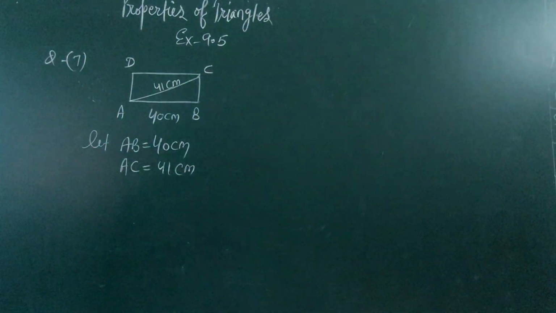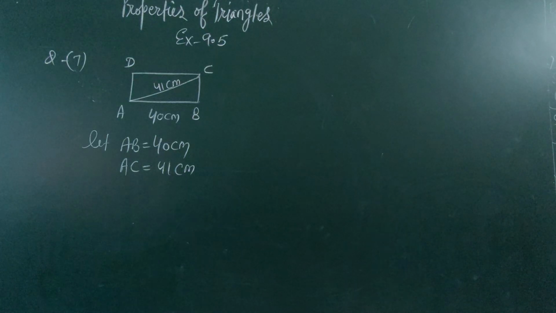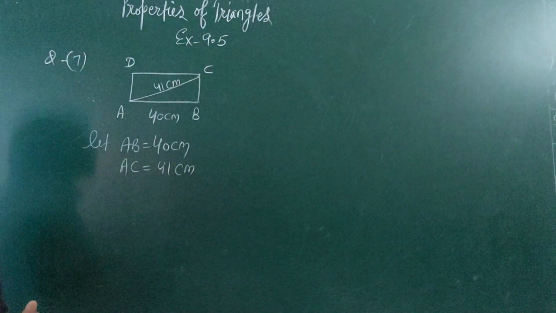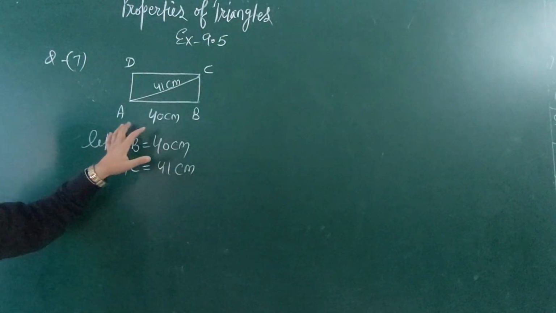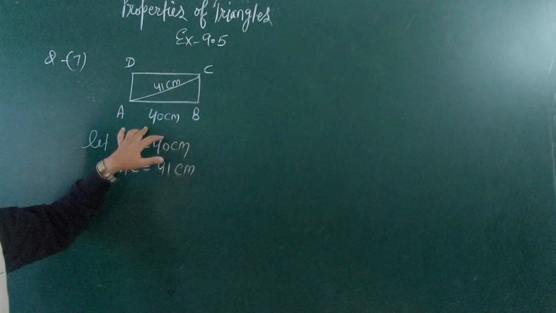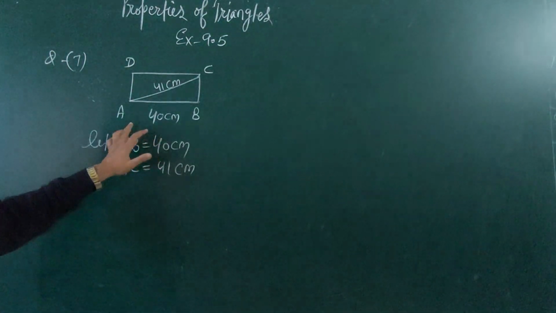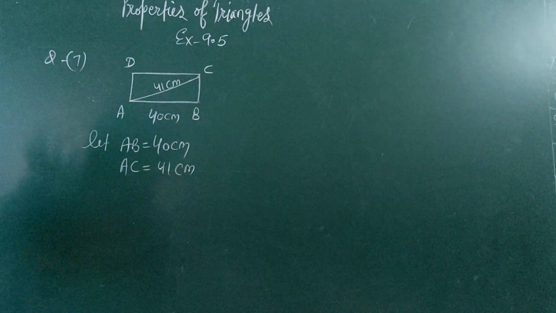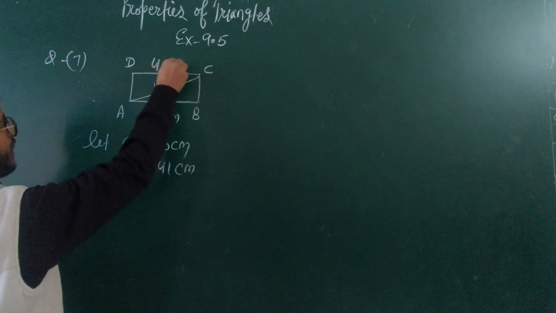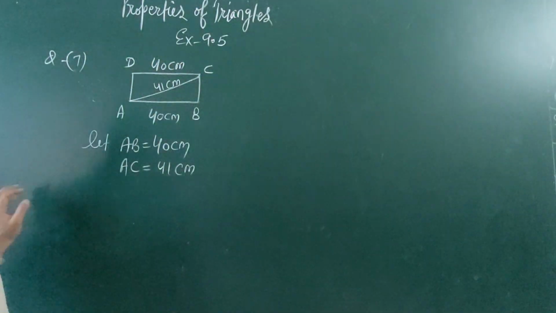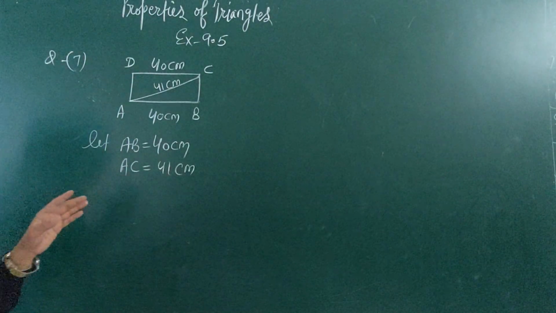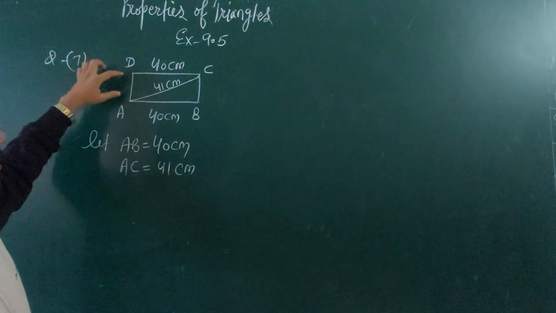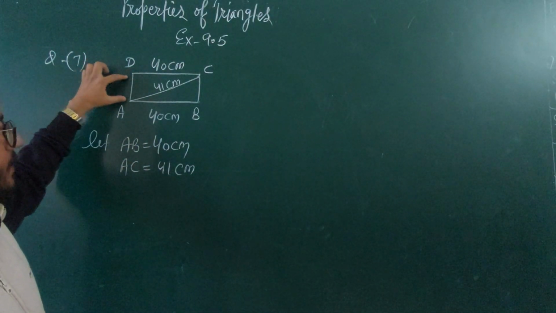What is the formula to calculate the perimeter of a rectangle? We know that perimeter of a rectangle is equal to sum of its all sides, but we are given only one side of the rectangle, AB, and by property we know that opposite sides of a rectangle are equal, then this will also be equal to 40 centimeter. If you want to calculate the perimeter of rectangle, you need to find the value or the length of AD and CB.